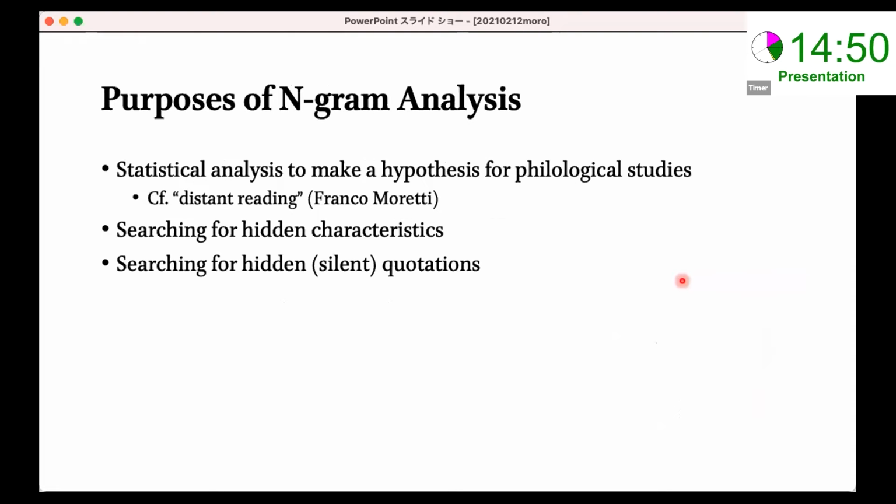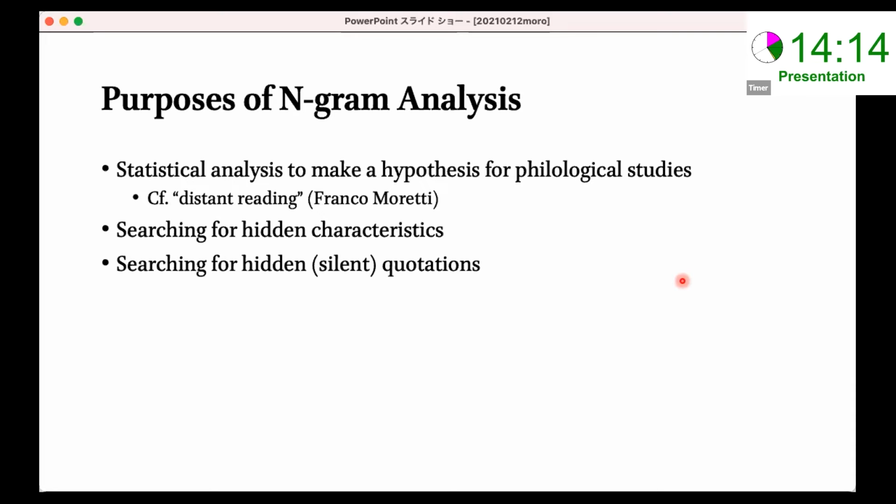So I think that there are three main purposes for research or analysis using the n-gram model. First, statistical analysis to make a hypothesis for philological studies. It is a method for forming hypotheses when conducting a philological study or close reading. In recent years, the method of distant reading by Professor Franco Moretti has become known, and it is similar to that. And second, searching for hidden characteristics of text.